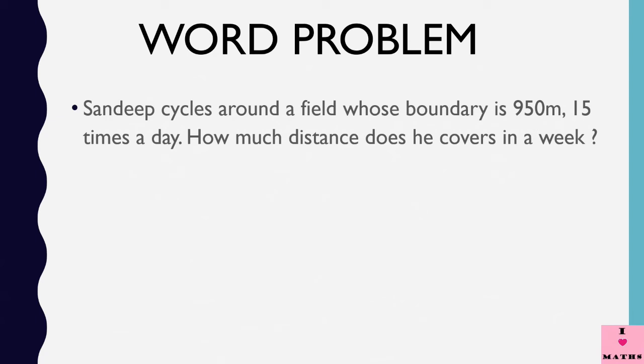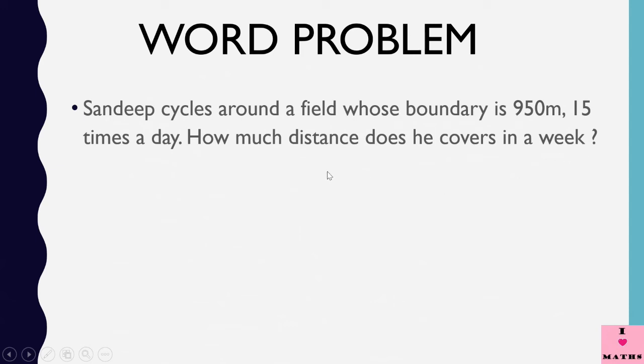And children, what is repeated addition? It is multiplication. So it will be very easy for us to multiply 950 by 15 to find out the distance traveled by Sandeep in one day. Now we need to find out the distance covered by him in a week. So children, how many days are there in a week? 7 days. So whatever distance he travels in one day, if we multiply it by 7, will we get the distance traveled by him in a week?